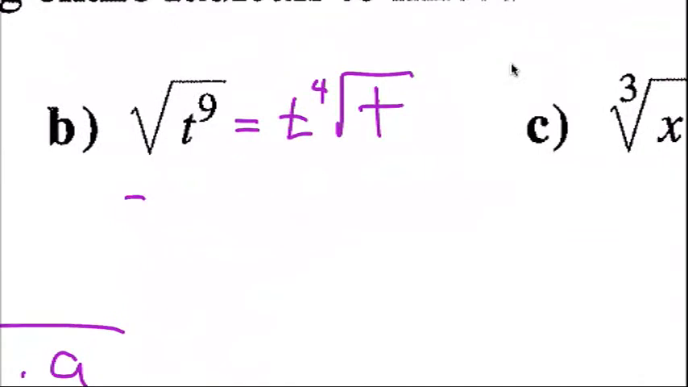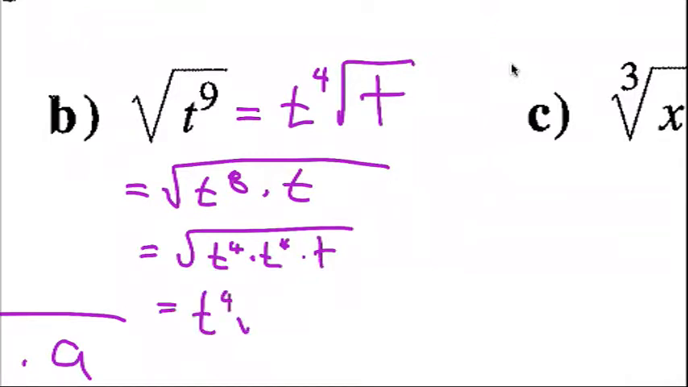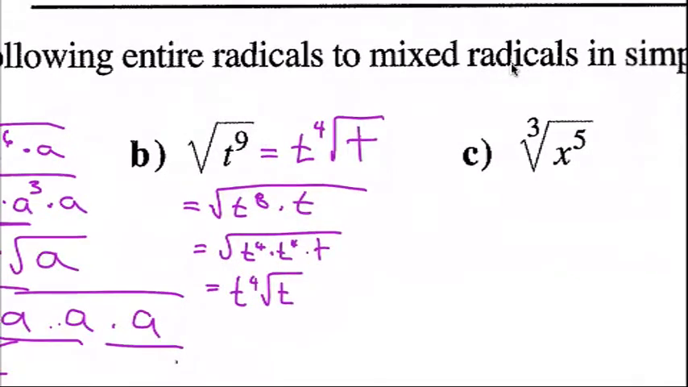I could also say that's the same as the square root of t to the 8 times t. Well, t to the 8 is t to the 4th times t to the 4th times t, not 4. Or t to the 4th square root t. Okay, and then it just gets trickier.